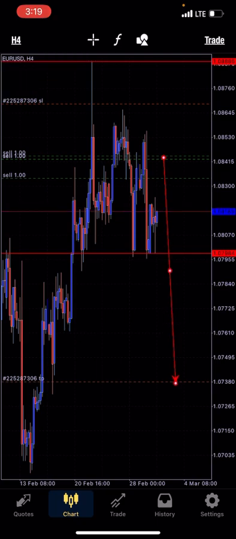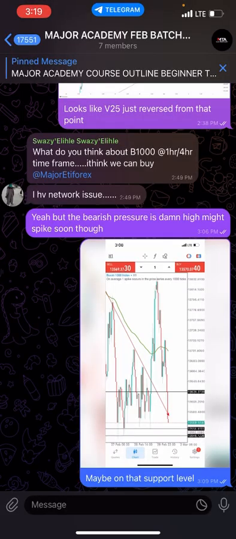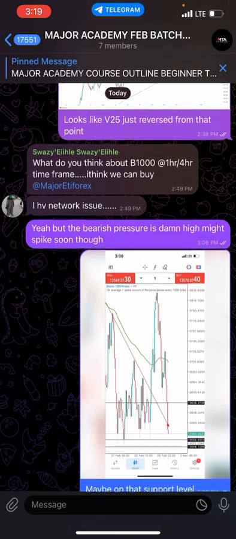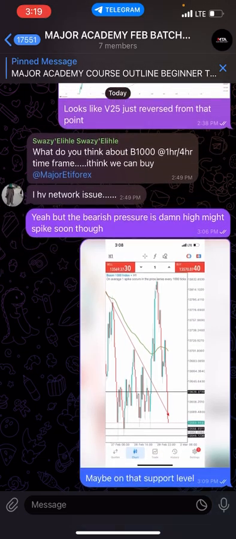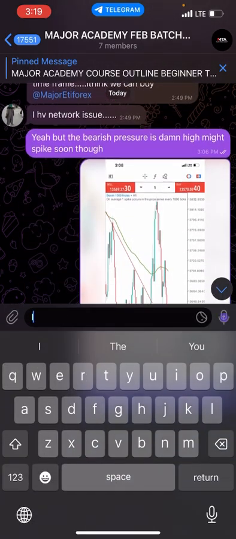Okay, let me show you guys my team, my academy. This is my team. We are expecting to buy B1000 down around that level. Okay, let me tell them.